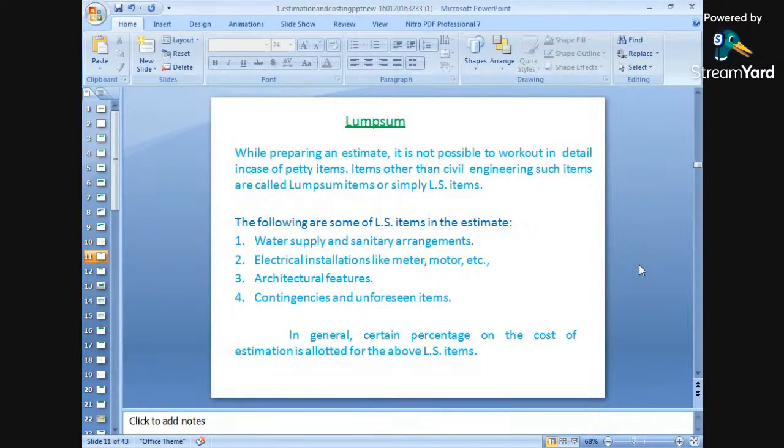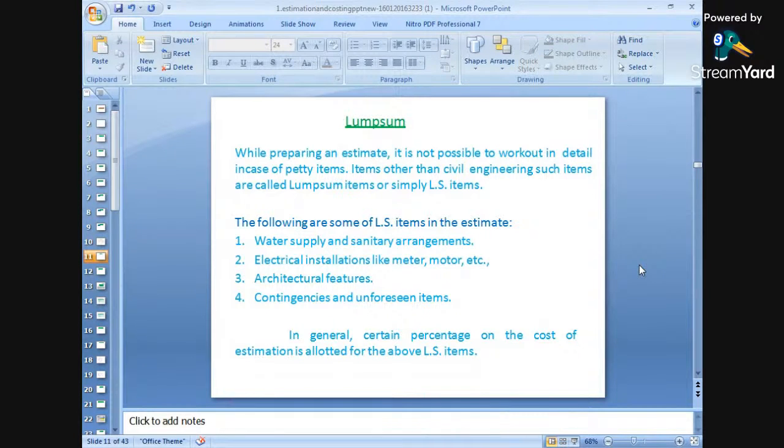The items other than civil engineering are called lump sum items, or simply LS items. That means we cannot estimate a particular amount. The amount is fixed and it is beyond the civil engineering calculations. At that time, under the head of lump sum items, we can include that particular amount.